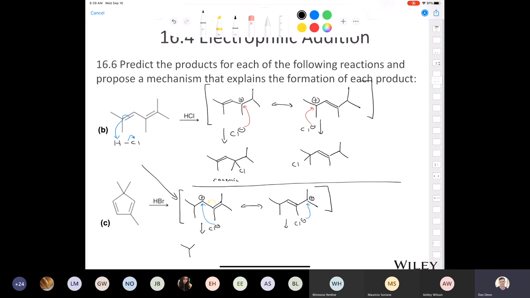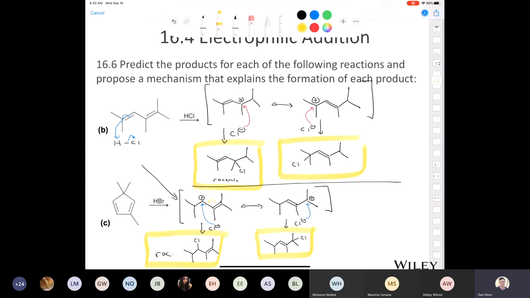So let's draw these products out. Again, I'm going to have to draw it a little small here, but you should get the idea. So I get this product, and I also get this product, with my chlorine over here like that. I should point out this one would also be racemic. So I get a total of 1, 2, 3, 4 products from this reaction.